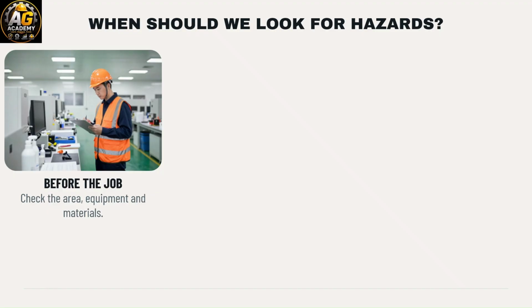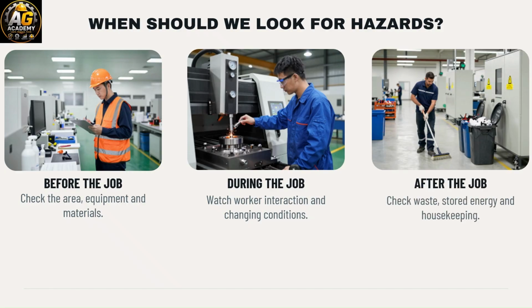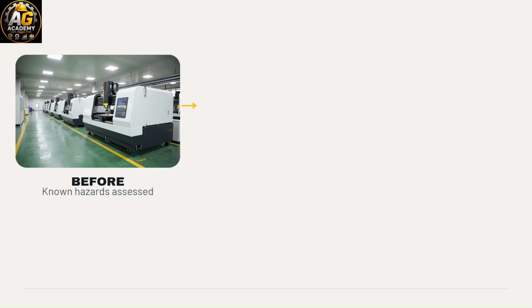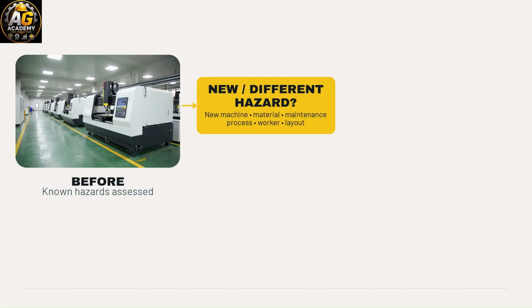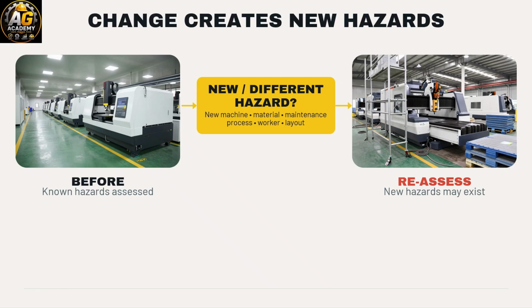Before the job, check the area, equipment, and materials. During the job, watch worker interaction and changing conditions. And after the job, check waste, stored energy, and housekeeping. Hazard identification is not a one-time activity. And whenever something changes, look again. A new machine, material, maintenance activity, process, worker, or layout can introduce different hazards. So ask, has the change created a new hazard?